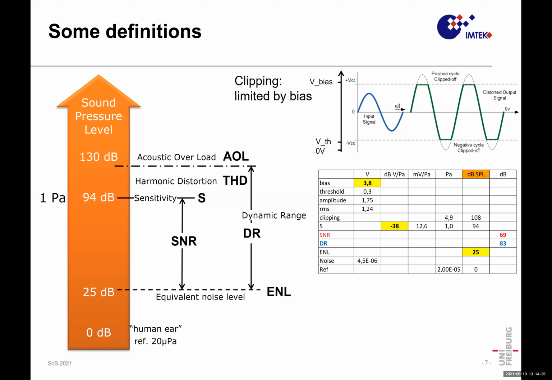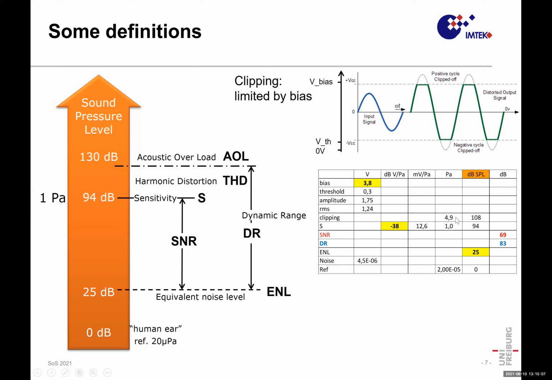Just to see what this means, if I have a bias of 3.8 volts, finally I can have an amplitude of 1.75 volts min max each side, and an RMS voltage of 1.24 volts only. And with this, I want to achieve a sensitivity of minus 38 dB volts per Pascal. This is something like 12 millivolts per Pascal. And of course, I measure some noise voltage, say 4 to 5 microvolts. So here's the sensitivity in millivolts per Pascal. This is at 1 Pascal.